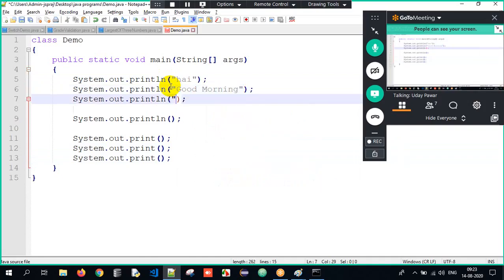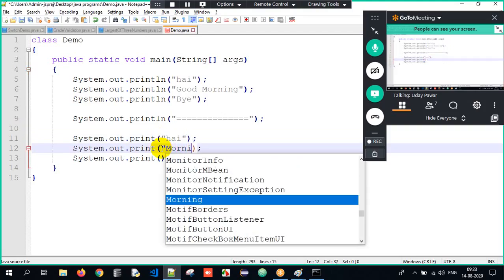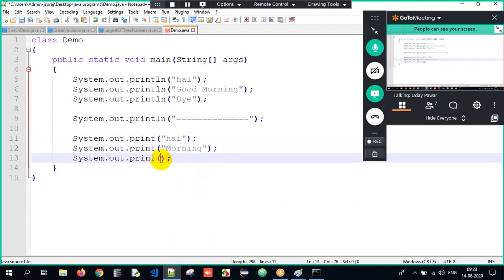Okay, and here I'll tell it as bye. Okay, this is the differentiation. Okay, done. Here I'll tell it as hi, same thing. Okay, I'll tell it as morning. Okay, and I'll tell it as bye.